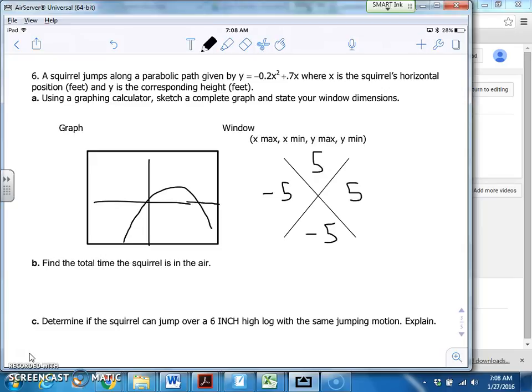That's misstated. Let's call that seconds. So find the total time. I think up here, sorry folks, better fix this. X is the time, not the horizontal position. So total time was in the air, 3.5 seconds in the air.